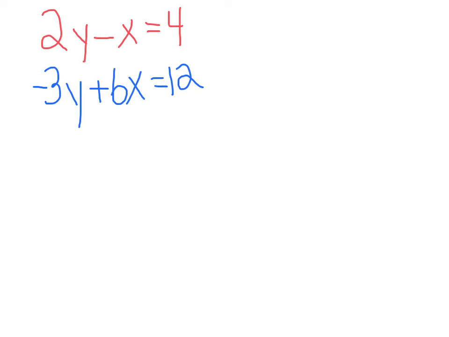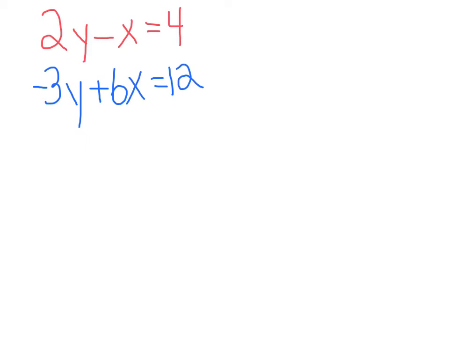The second set of questions asks us to solve the following systems using substitution. Number 1 gives us the system 2y minus x equals 4 and negative 3y plus 6x equals 12. We want to use substitution to solve this system.